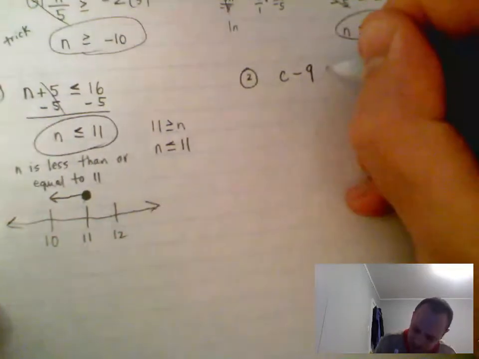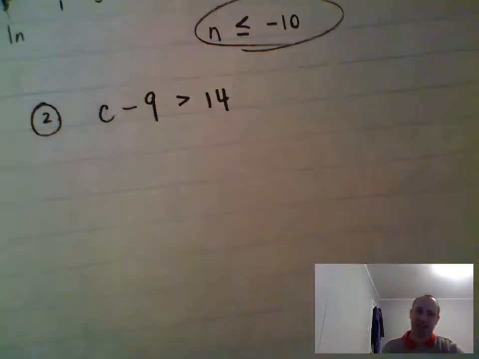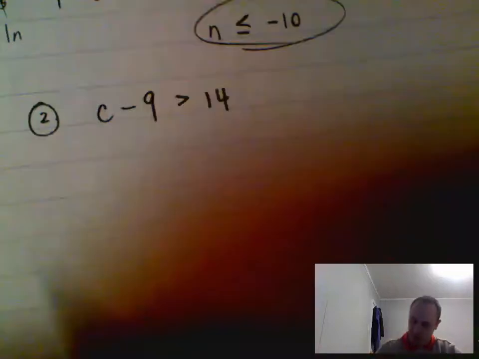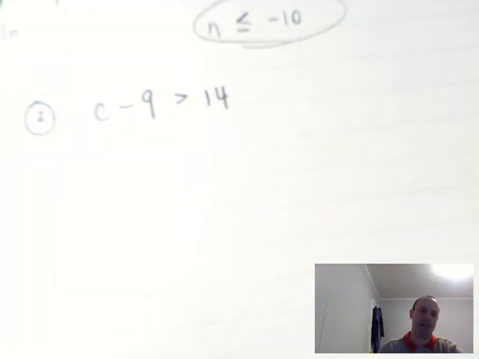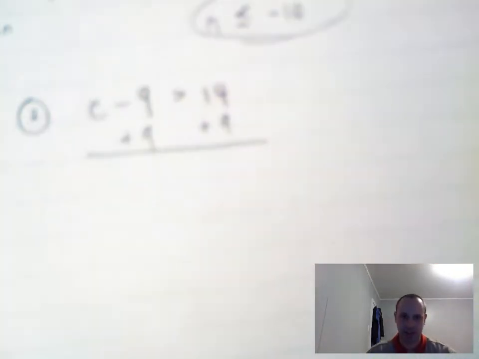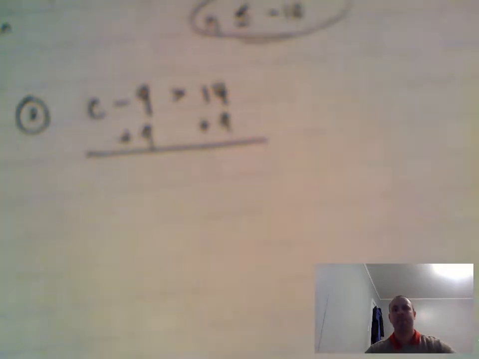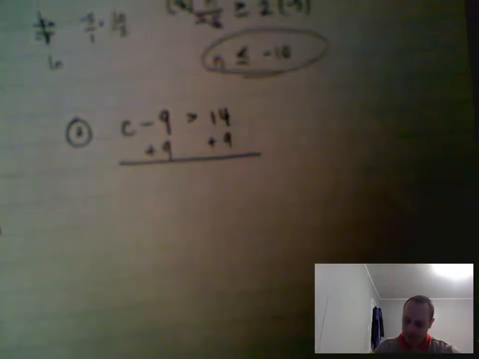C minus 9 is greater than 14. So to get rid of the minus 9, we want the c by itself, right? So to get rid of the minus 9, we do the opposite or the inverse, which is plus 9. Whatever we do to one side, we have to do to the other. The 9s will cross off. You'll get c is greater than 23.